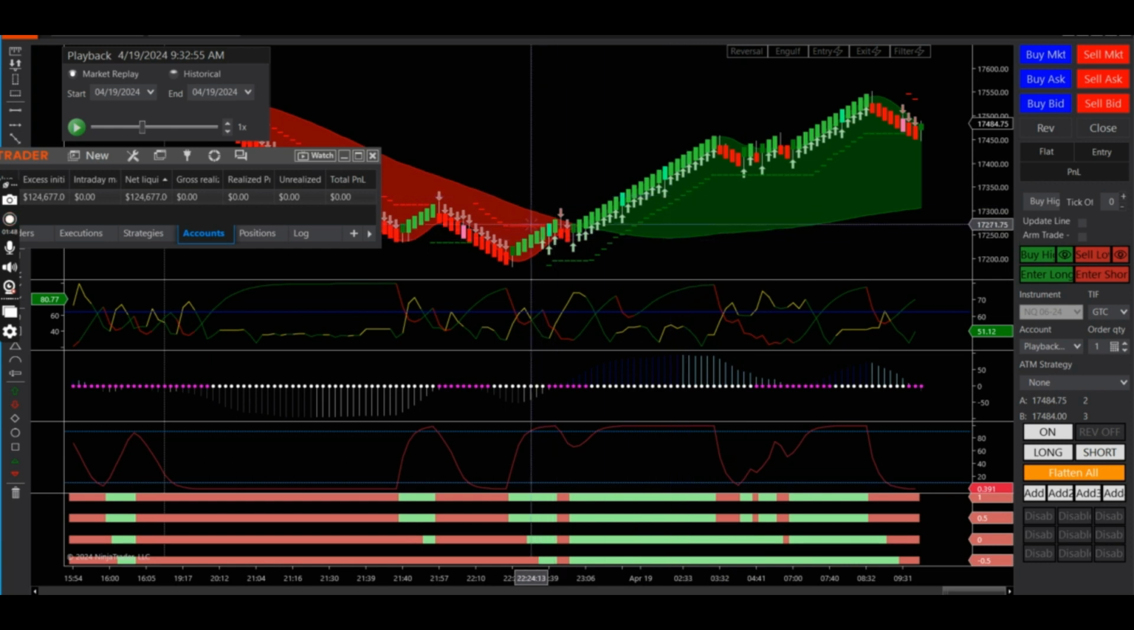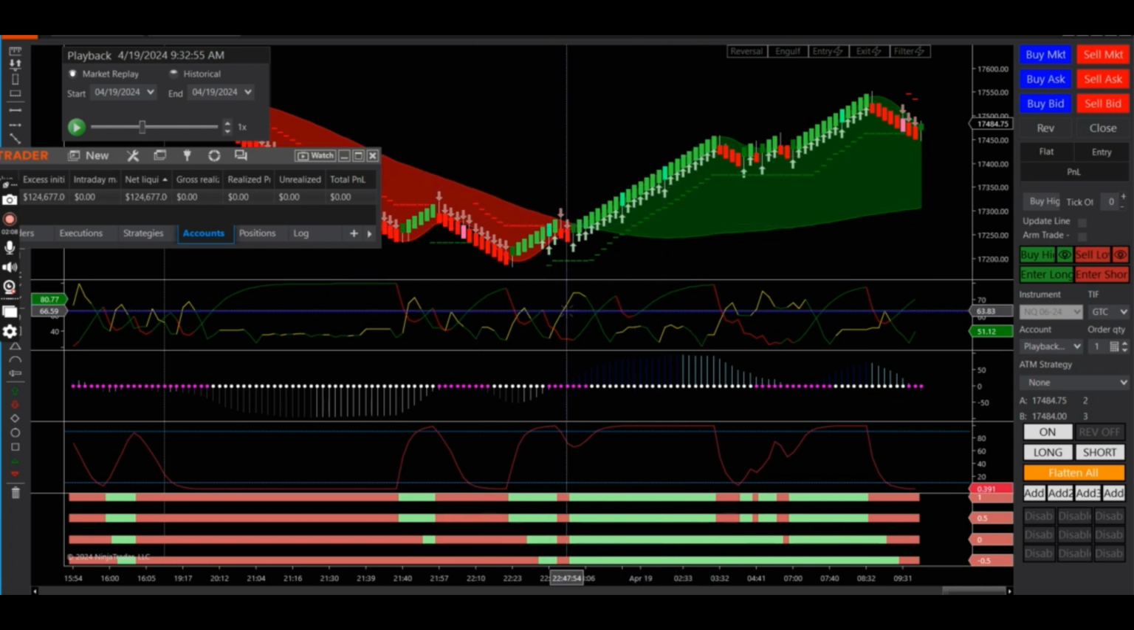So my main indicator is the Peri shade right here. The Peri shade is, as long as you have red candles and a red shade, that means it's in the downtrend. And if you have green candles and green shade, it's in the uptrend. So that's the primary indicator.